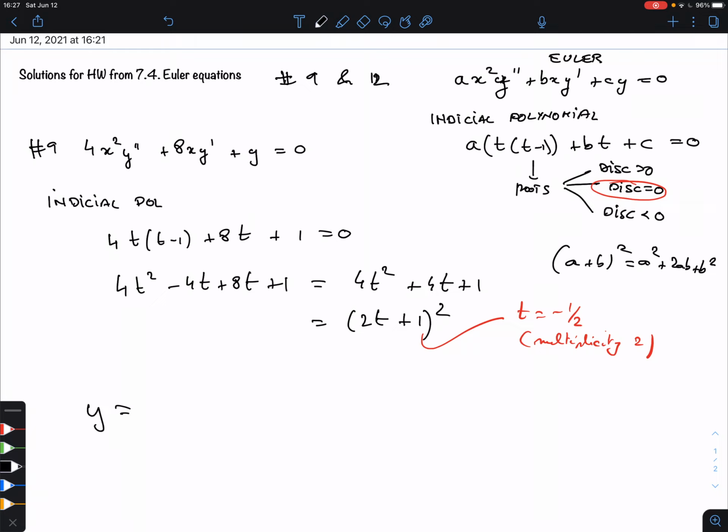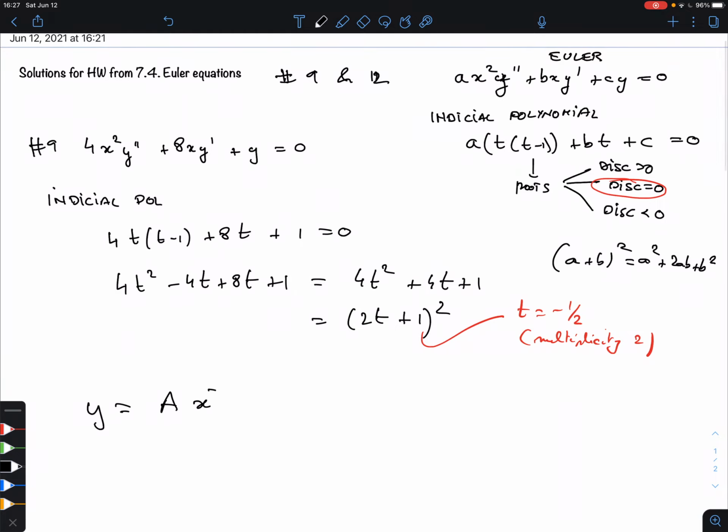We know that the general solution looks like a times, what is the t? The t becomes the power of x to the power minus a half. But if we have two different roots, that's what we do. But if we have only one root, then the next possible solution is ln x.